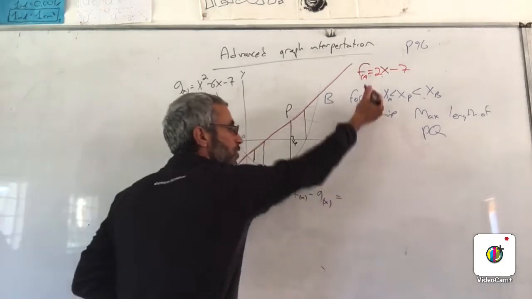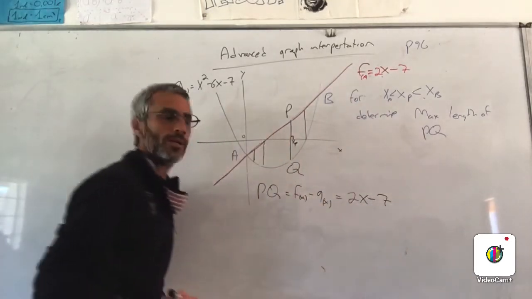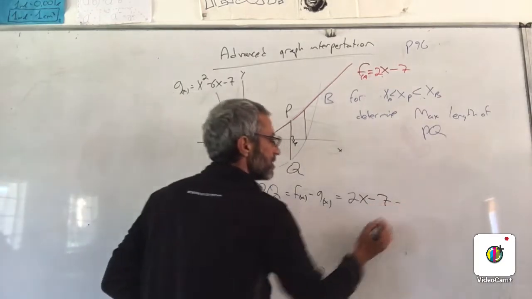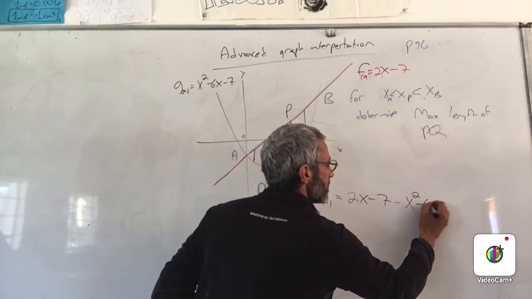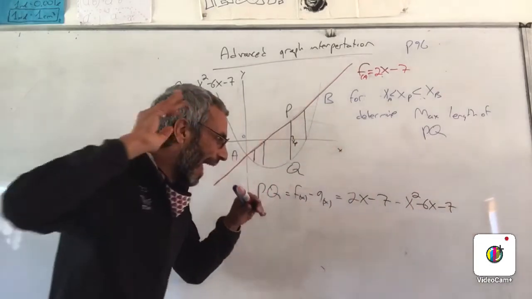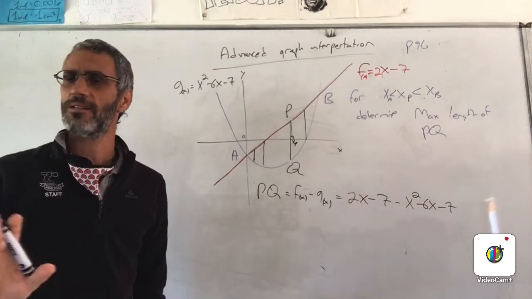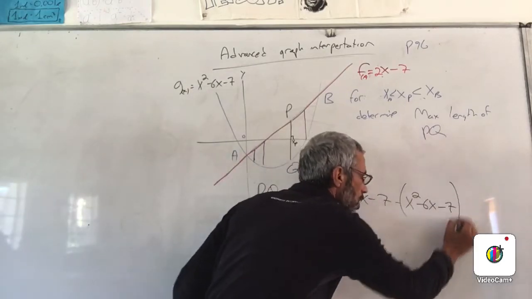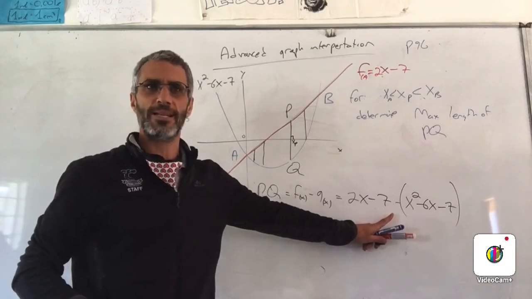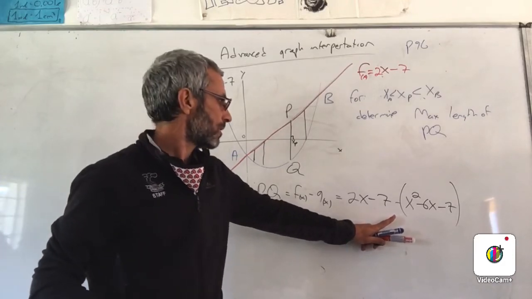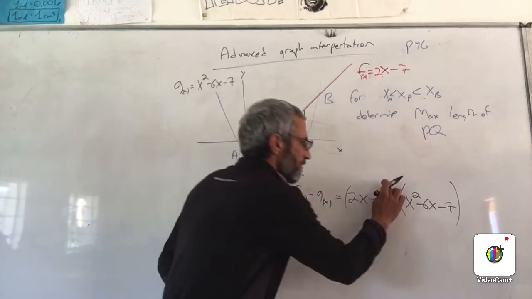Now let's write it properly. What should I write instead of f of x? 2x minus 7. What about g of x? x squared minus 6x minus 7. As it stands, I've got a fatal mistake here. Brackets, well done, Joey. We must write down the brackets. If we don't write the brackets, then we're going to get some problems. Isn't 2x minus 7 in brackets? You don't have to put that in brackets because it's not going to affect anything.